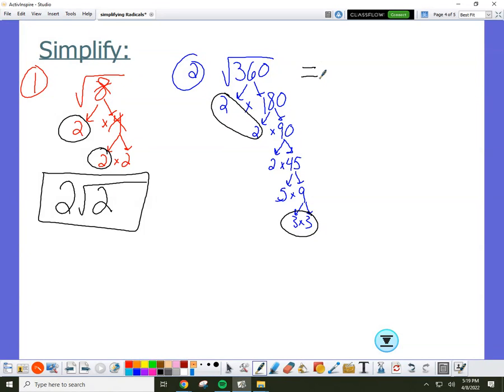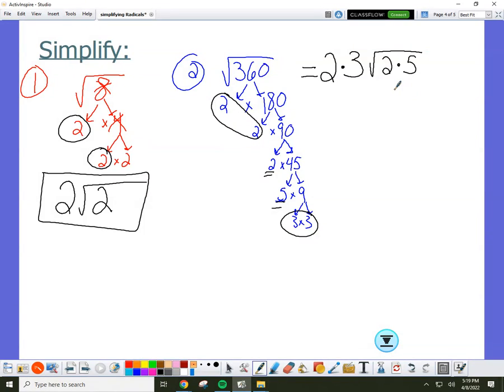So when I find my pairs, I pull them out. So I'll have 2 times, I could pull out a 3. So 3 goes out here. Write our radical. And then who didn't get to escape? I have a 2 that didn't get to escape and a 5 that didn't get to escape. A 2 and a 5.